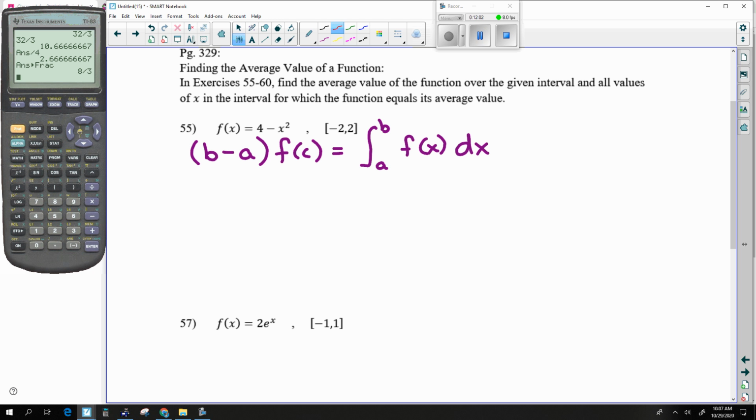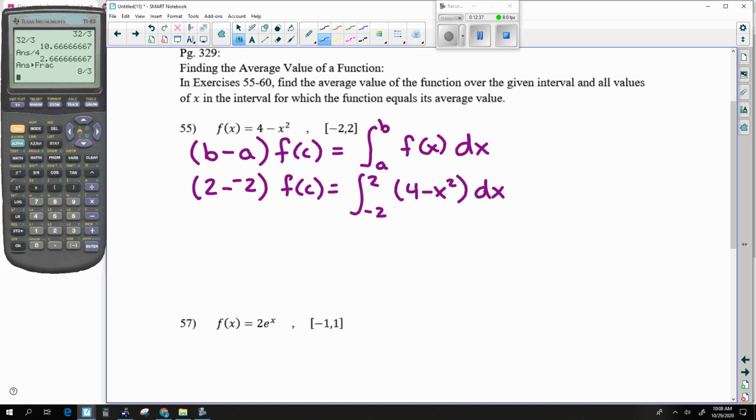So again, this is the area of the rectangle. This is the area of the curve. This is the area of the rectangle, base times height, and that's the area of the curve. So what this is going to be is 2 minus -2, times f of c, equals the integral from -2 to 2 of 4 minus x squared dx.